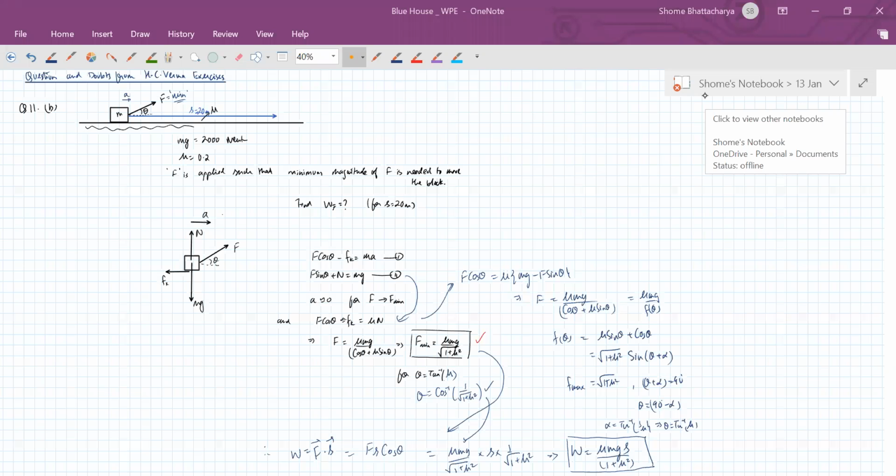Okay, next we will discuss question number 19. Okay, so go through this question 11, make sure you understand all the steps, and after that come to question 19. If you haven't solved it before, then read through it properly and try to understand the question we discussed.